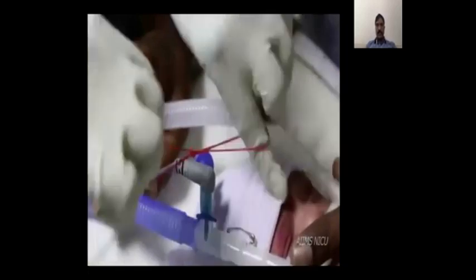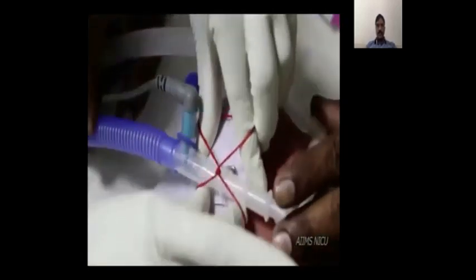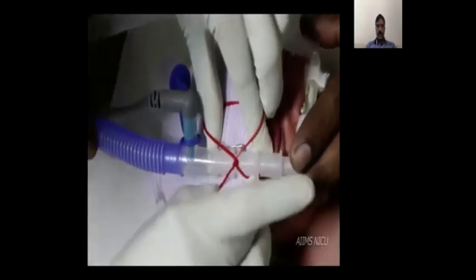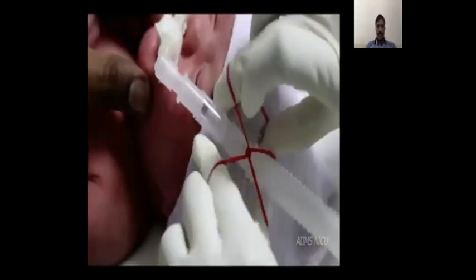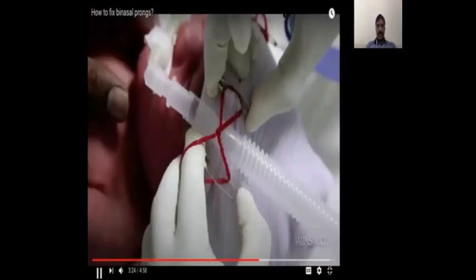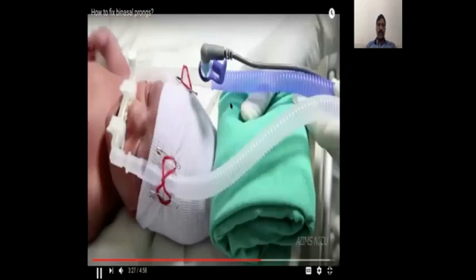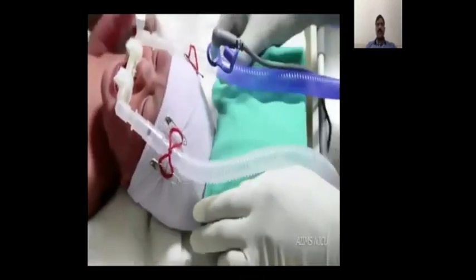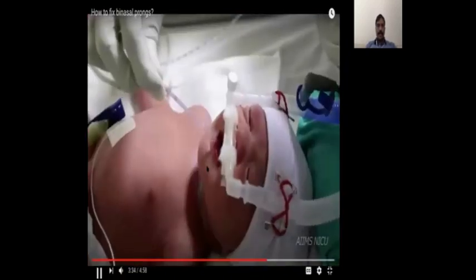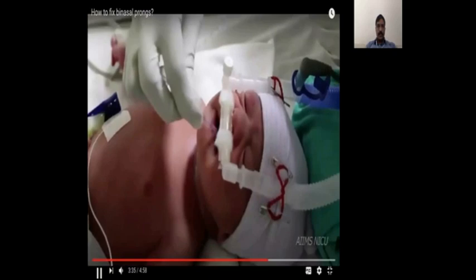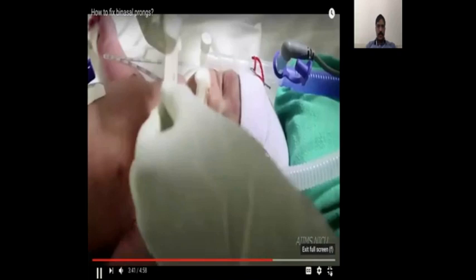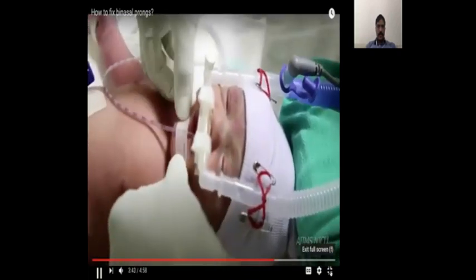The rubber bands are made in a figure of 8 for fixing the connectors onto the cap. Now give support to the tubings by placing a green sheet under them. Insert an orogastric tube and fix the end of the tube to the side wall of the incubator. Keep the end of the orogastric tube open.